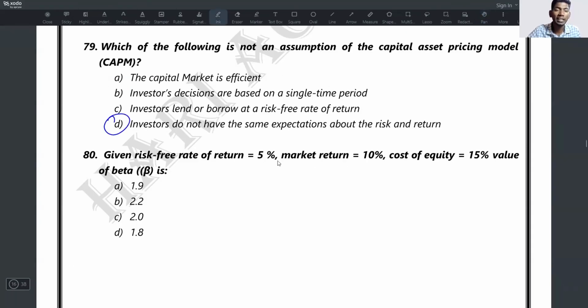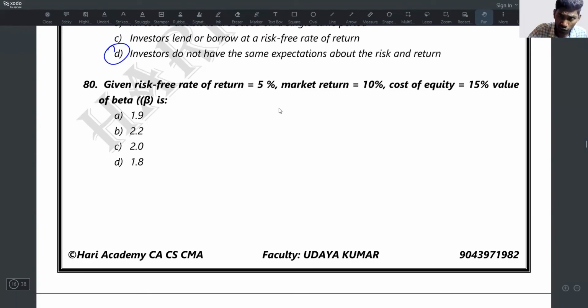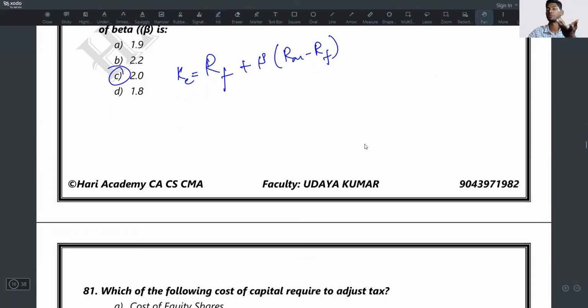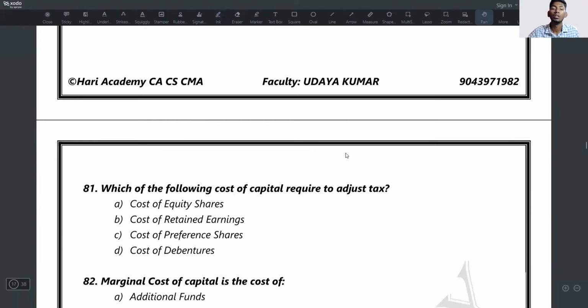Moving to question number 80. Given the risk-free rate of return RF is equal to 5%, RM is equal to 10%, and K is equal to 3%, the value of beta is asked. You can simply calculate using the formula K equals RF plus beta into RM minus RF. If you substitute the values in the given formula, you can easily get the answer. The answer here is, not wanting to waste time, 2.0. As the subject is FM, it takes much more time to finish.